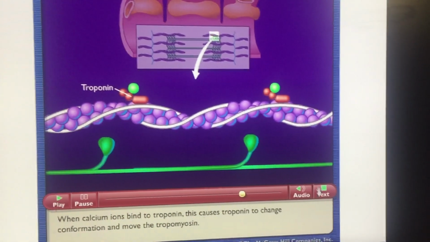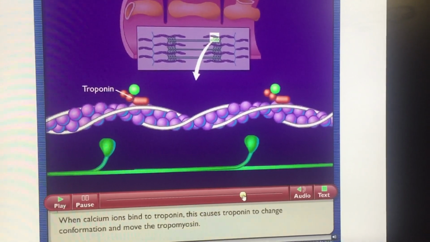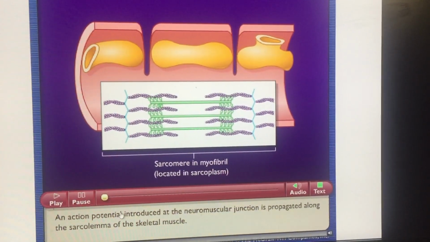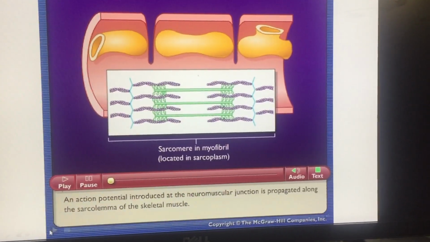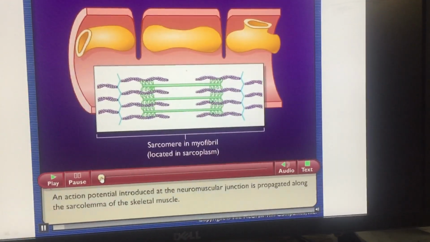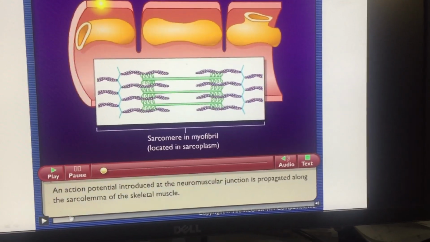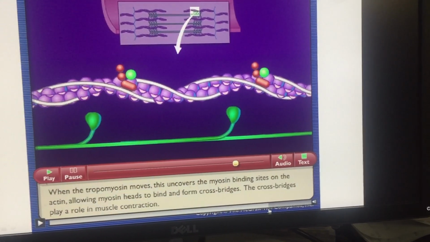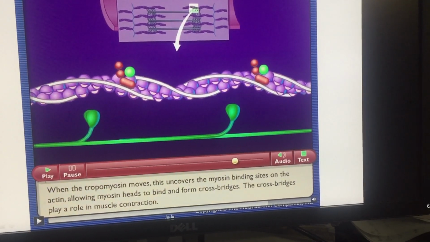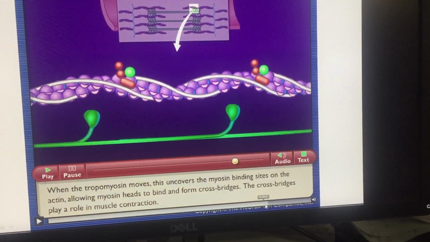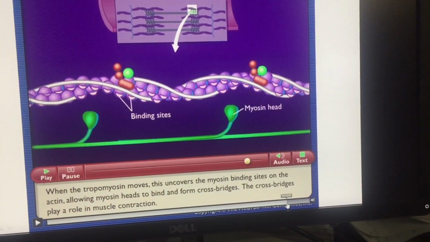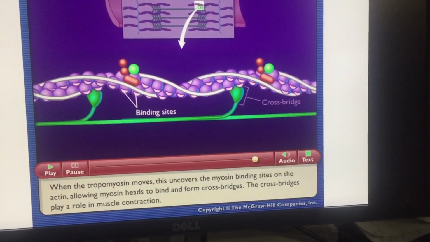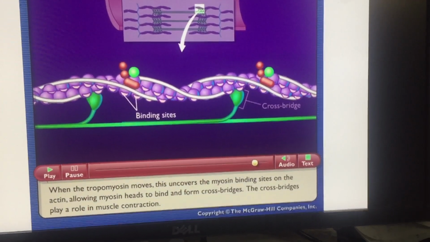And I think it got stuck here for some reason. Try to play that again here. So you can see in this last part, you just get binding of the myosin crossbridge to the actin.